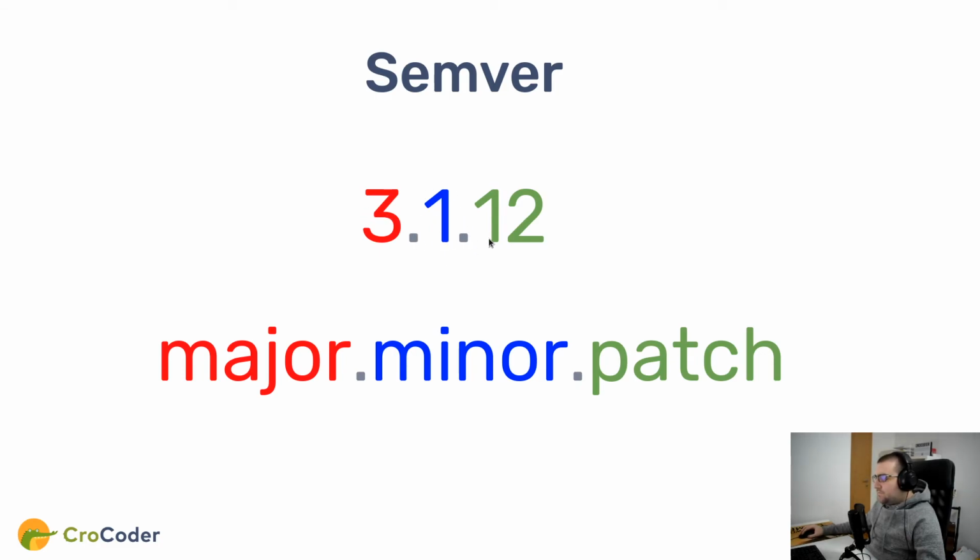There is 3.0 before that, and we had 12 patches here. So it starts from 1.0.0 or 0.1.0, as it hasn't had a big production release. When we have our first release, we actually say it's version 1.0.0. If you see 0.3.4, it probably means it's still in beta version, or it hasn't had a big release.